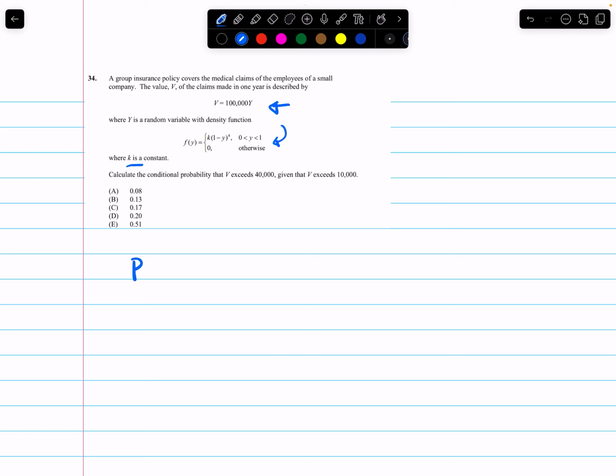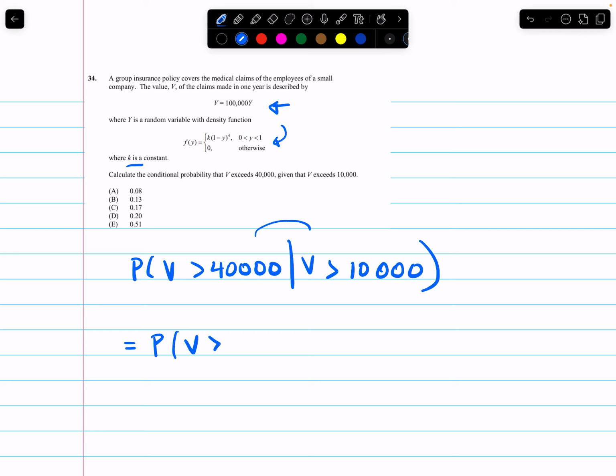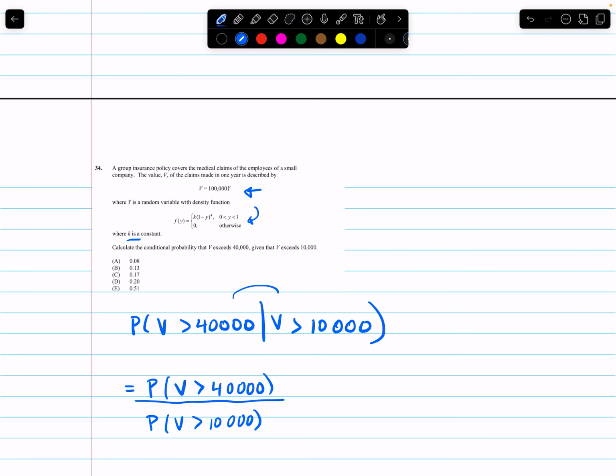So what we're looking for is the probability that V is greater than 40,000, given that we know it's at least 10,000 or more. Okay, this is a conditional probability, so it's going to be the intersection of those two, which really is just V is greater than 40,000, divided by V is greater than 10,000. Now we know that we're going to replace the V's with Y's and then work with this function.